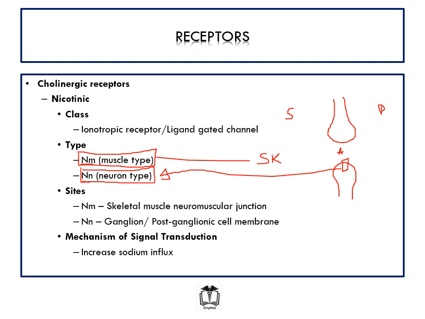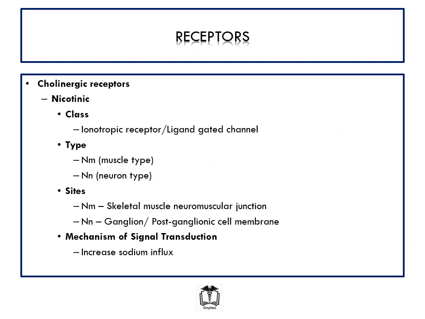And that's what is depicted in the last part. So you can see NN receptors are found at the ganglion, particularly the postganglionic cell membrane. NM receptors are found in the skeletal muscle, so they are part of the somatic nervous system. And the mechanism of transduction is through the increase in sodium influx. Remember that these receptors are ligand-gated receptors or ionotropic receptors, so they make use of ion channels, particularly sodium channels.